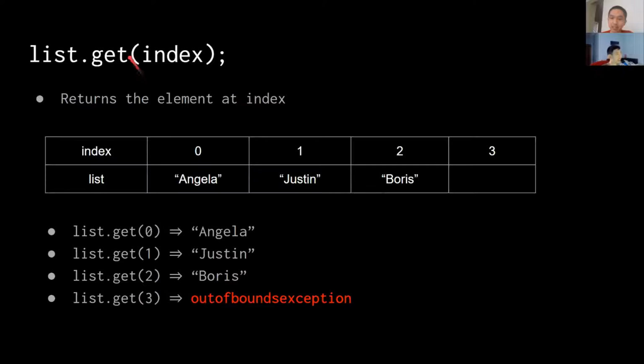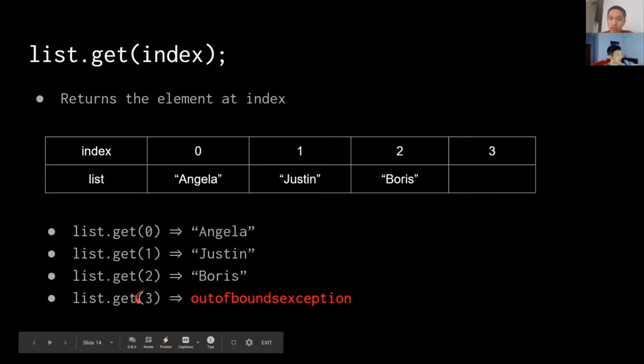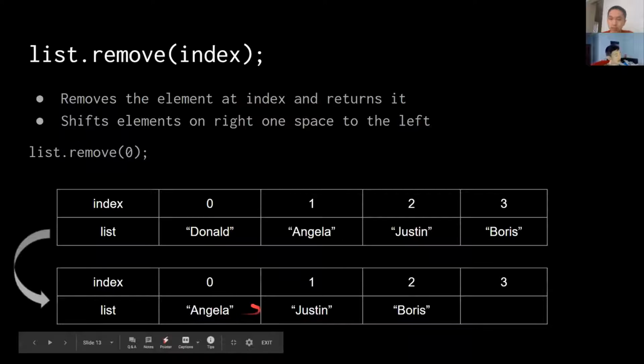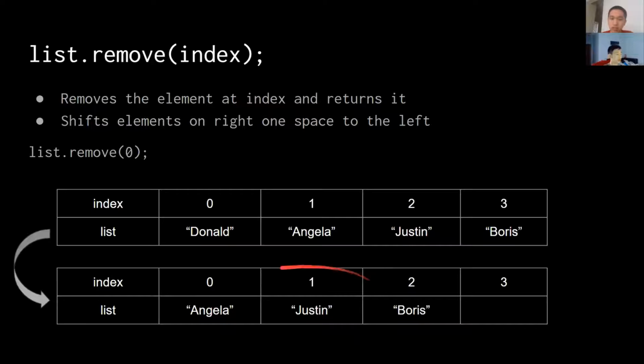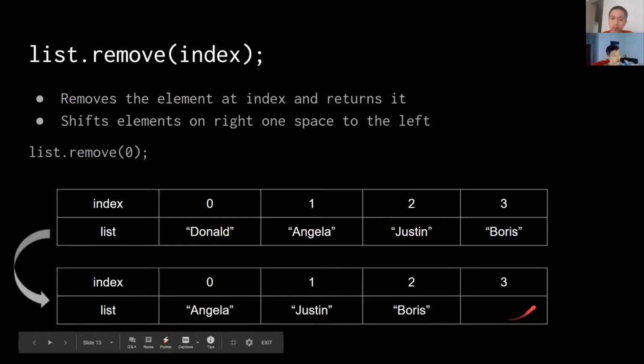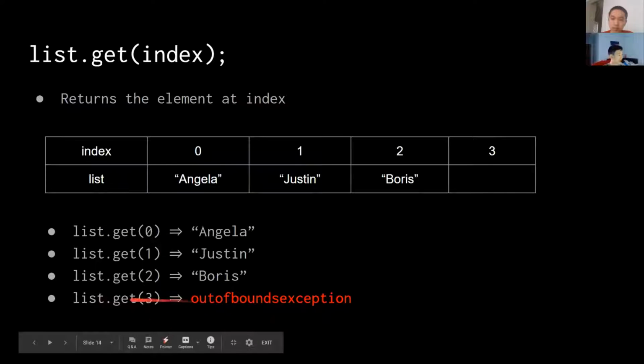And now you have list.get, which is how you access your elements in an array list. Interesting choice of names. So now you can .get literally any position in the array, but if you say .get 3, since Angela, Justin, and Boris are the only elements left in the array, and position 3 is no longer anything, you cannot get that, and it will give you an out of bounds exception.